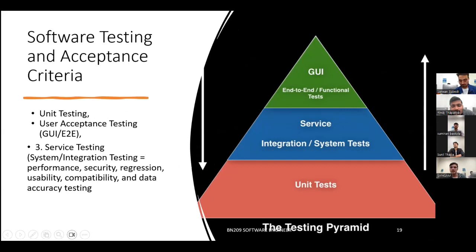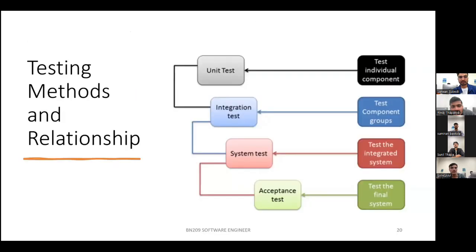As you can see, in unit testing we have end-to-end testing or functional testing, and in service testing we have integration and system testing. And this is the pyramid. As you go down the pyramid, you can find the lower cost, and the upper testing is more expensive. So this diagram describes these things, and we'd like to go to the next slide.